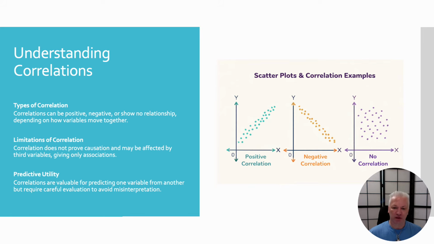So the strength of a correlation is expressed using a correlation coefficient, which ranges on a scale from -1 to +1. So the -1 would mean that you've got a perfect negative correlation, whereas a +1 would mean you've got a perfect positive correlation, and a 0 would mean there's no relationship.